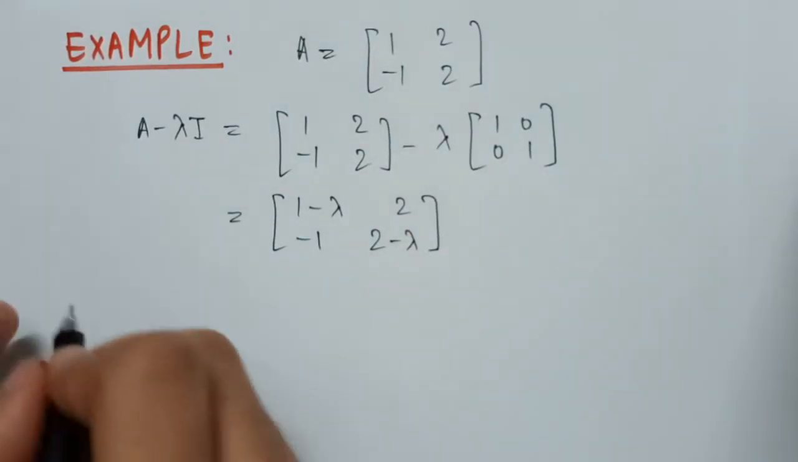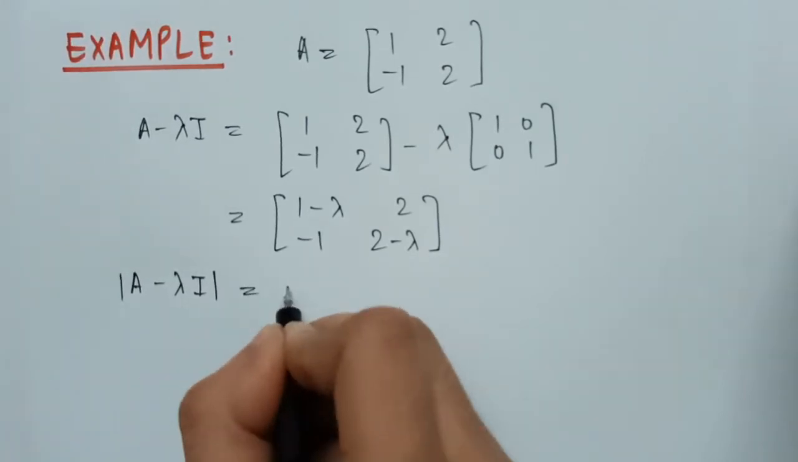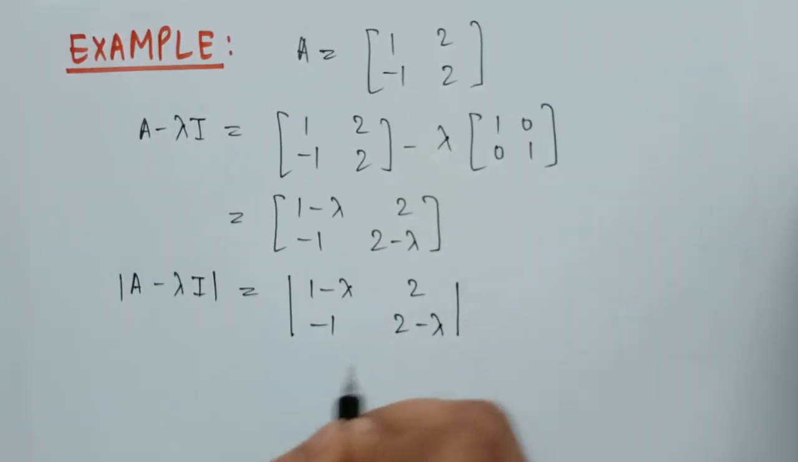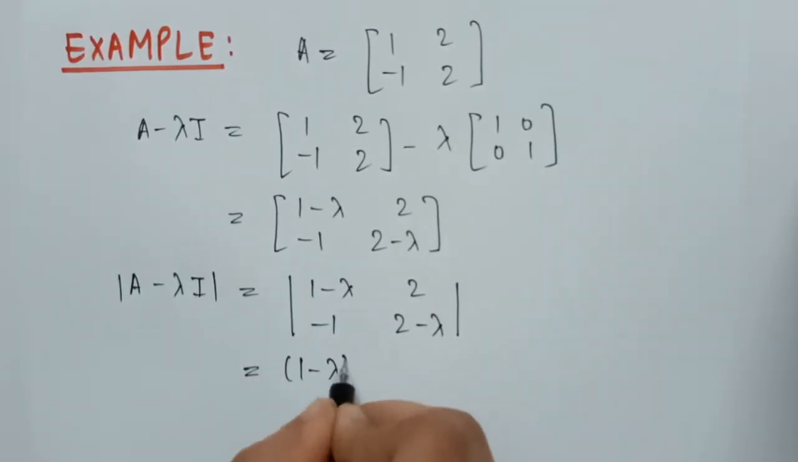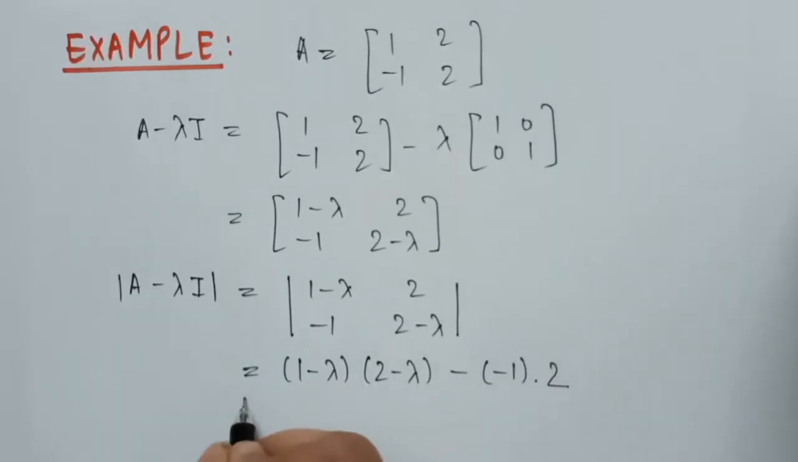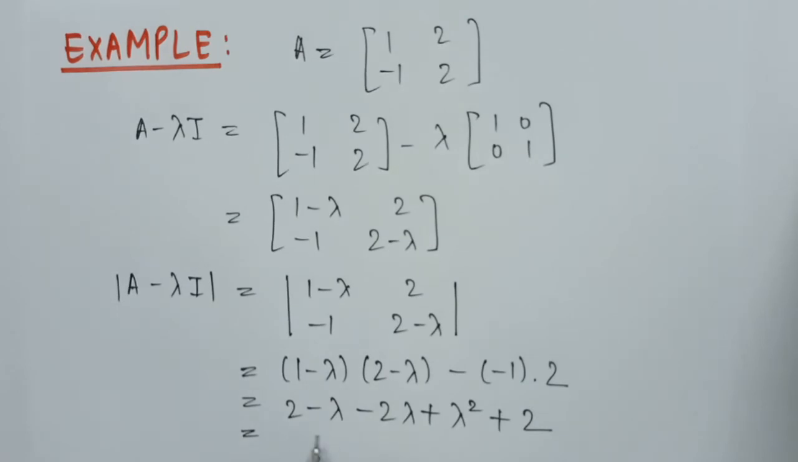So now let us calculate its determinant. A minus lambda I determinant will be equal to determinant of 1 minus lambda, 2, minus 1, 2 minus lambda, which will be equal to 1 minus lambda into 2 minus lambda minus minus 1 into 2, and that's equal to 2 minus lambda minus 2 lambda plus lambda square plus 2. So it is equal to lambda square minus 3 lambda plus 4.